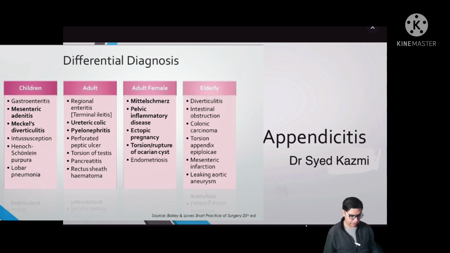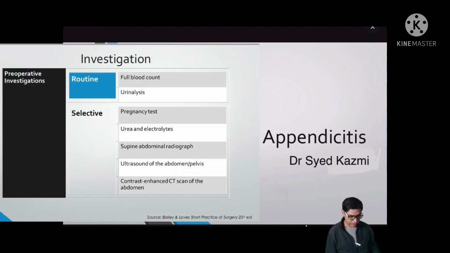Some of the routine investigations, we always want to do a full blood count. Why do we want to do a full blood count? We want to look at the white blood cells. Usually in acute appendicitis, the white blood cell count is high, and there will be a shift towards the left side. We also check the inflammatory markers, especially the high-sensitivity CRP, which is usually elevated.